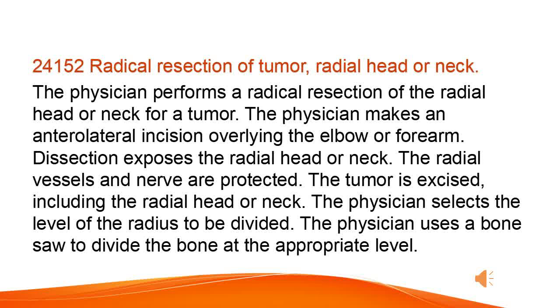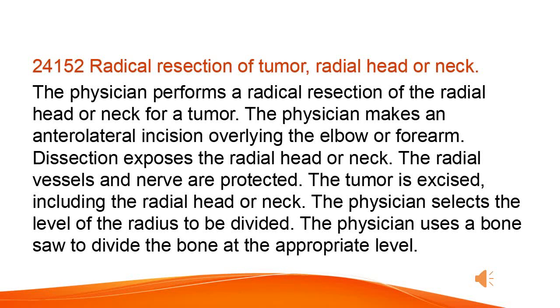Radical resection of tumor, radial head, or neck. The physician performs a radical resection of the radial head or neck for a tumor. The physician makes an anterolateral incision overlying the elbow or forearm. Dissection exposes the radial head or neck. The radial vessels and nerve are protected. The tumor is excised, including the radial head or neck.